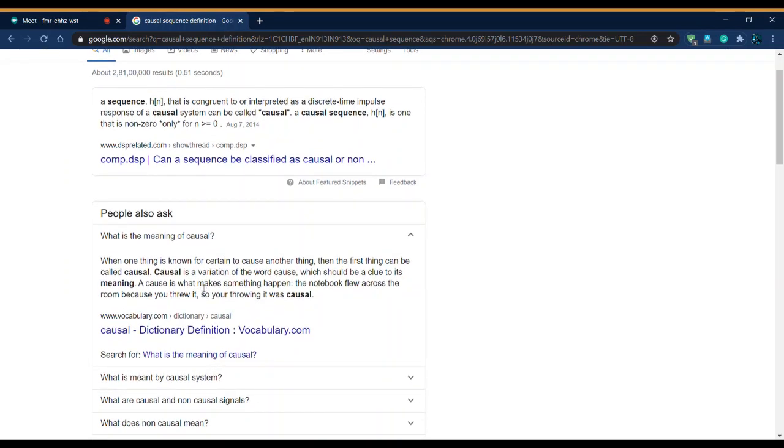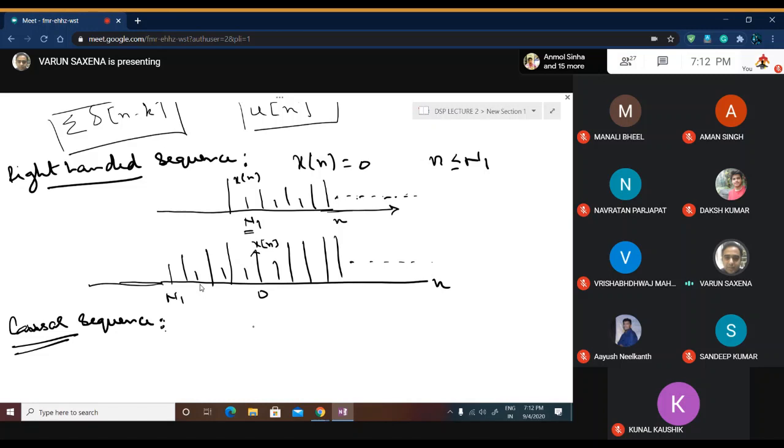So how do we write it? It is basically a subset of right-handed sequence. A causal sequence is a sequence such that x[n] is equal to 0 for n less than 0. If this is the condition, a sequence is causal. So I'll say u[n] is causal.